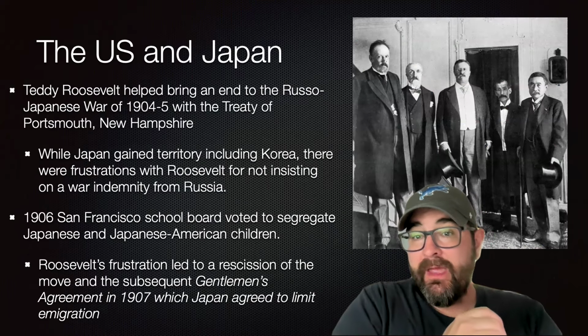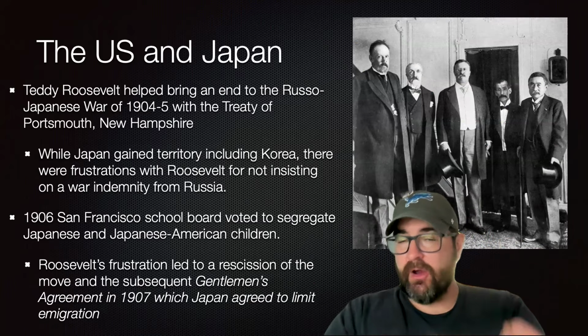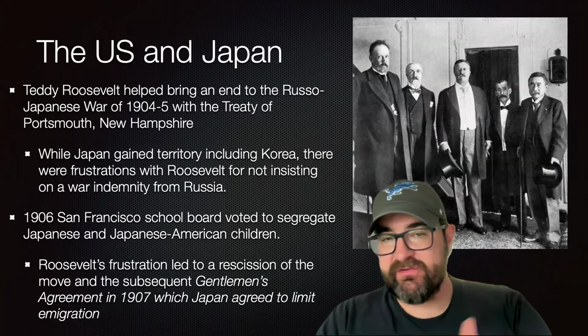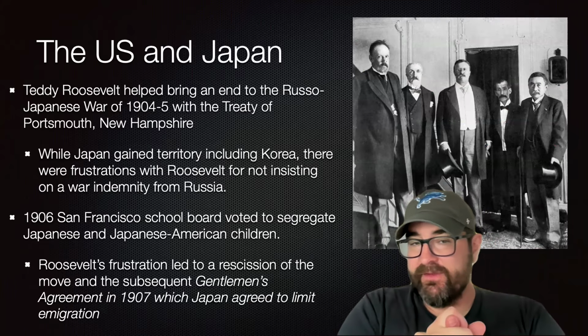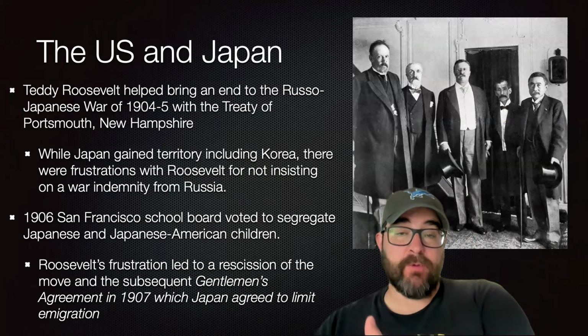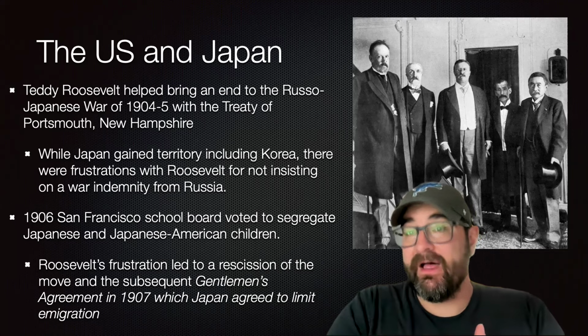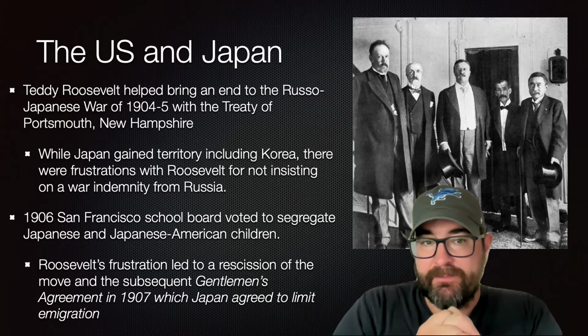Teddy Roosevelt himself would help bring an end to the Russo-Japanese War that started in 1904 with the negotiations of the Treaty of Portsmouth, New Hampshire. Now, while Japan did gain territory in this war, there was frustration with Roosevelt for not insisting that Russia pay a cost to Japan for the war, what is known as a war indemnity.